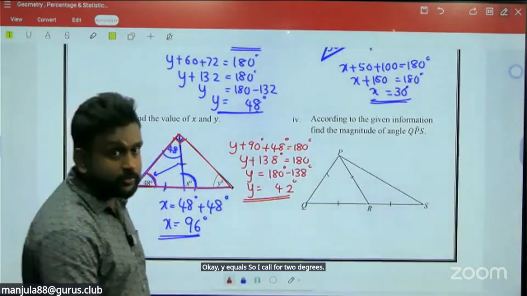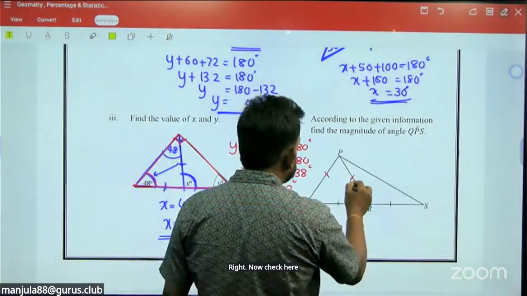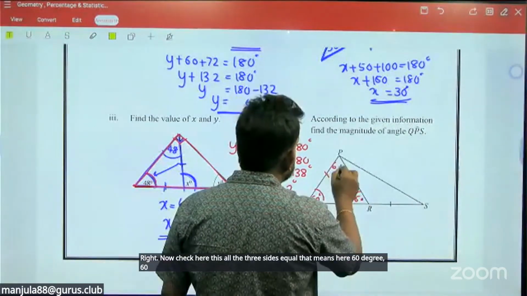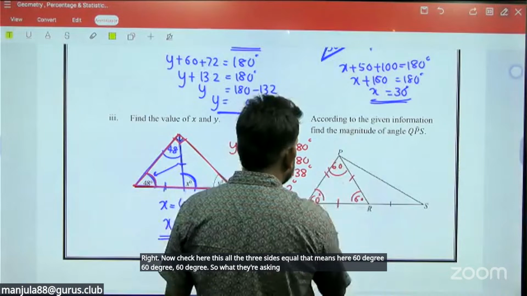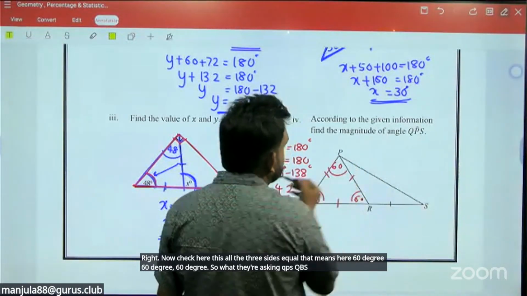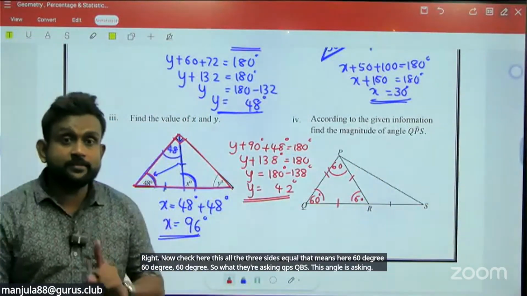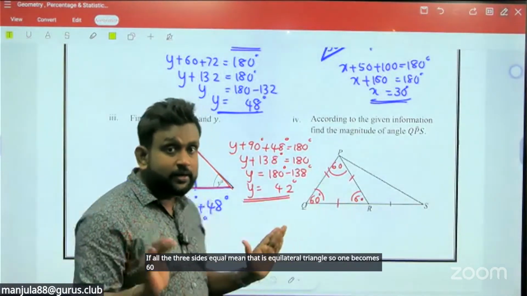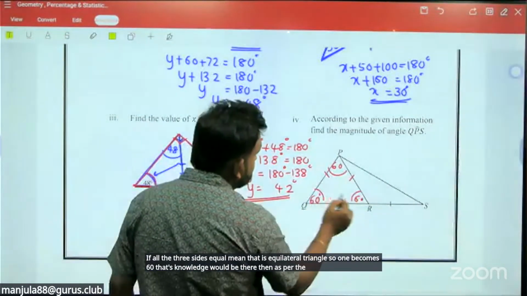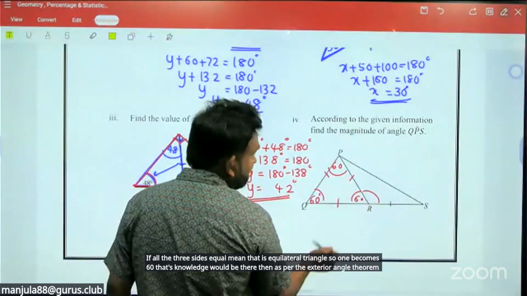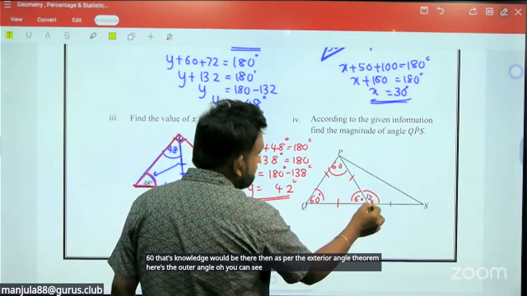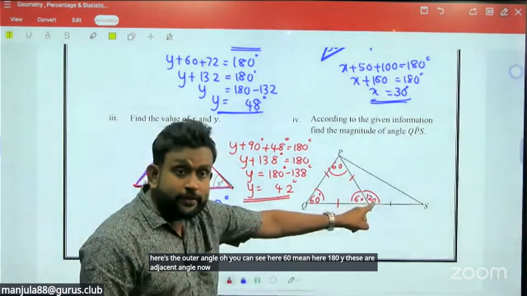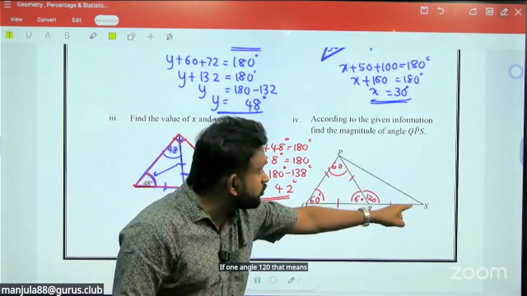Now check here. All three sides are equal, which means 60 degrees, 60 degrees, 60 degrees. What are they asking? Angle QPS. If all three sides are equal, that is an equilateral triangle, so one angle becomes 60. That is the knowledge you should have. Then, as per the exterior angle theorem, here is the outer angle. Here 60 means here 180. Why? These are adjacent angles.